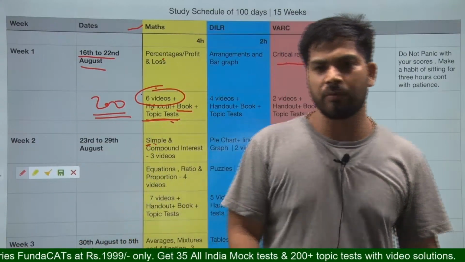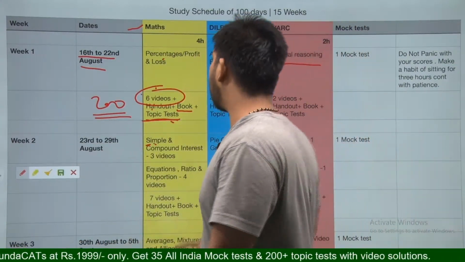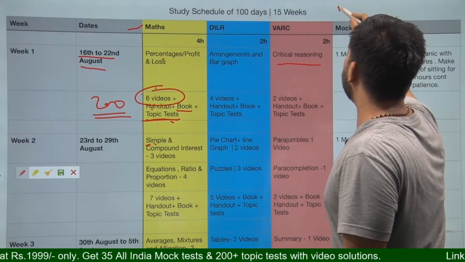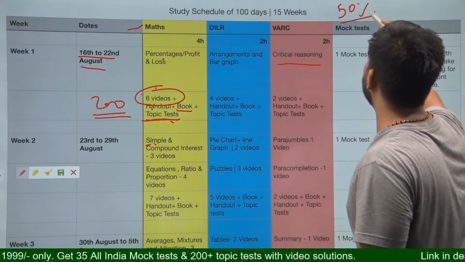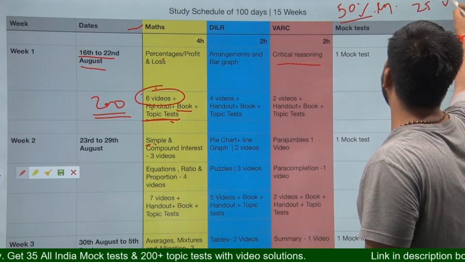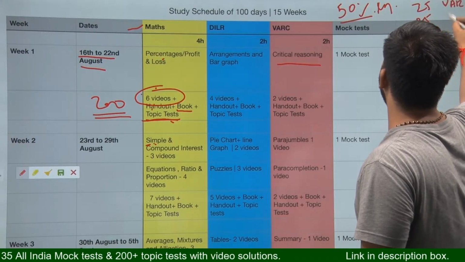Right? Don't do that. You'll be wasting your time. So whatever your preparation is, make sure that approximately 50% of your preparation time goes to mathematics, 25% should go to VARC, and 25% should go to DILR.